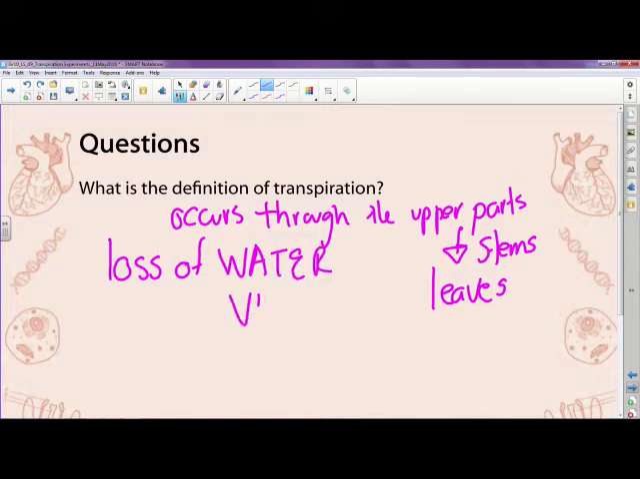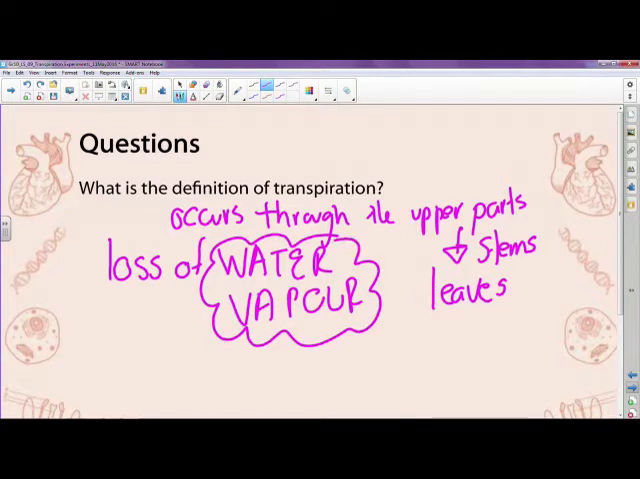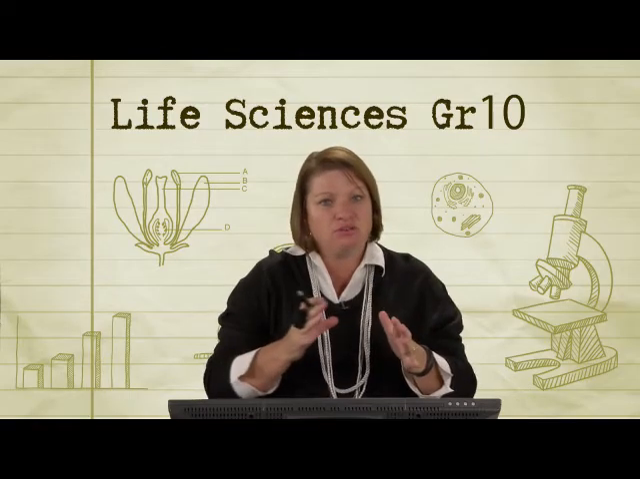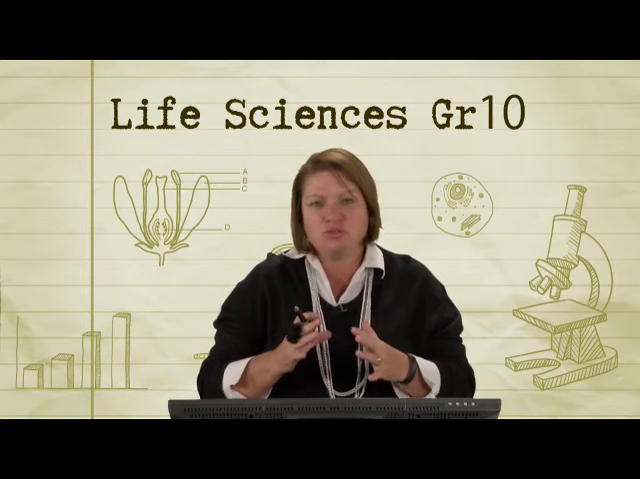vapor. So in your definition, the most important thing I needed to know is that we lose water in the form of water vapor through the upper parts of the plant, stems or leaves. If you want to be more specific, you can obviously then use the word stomata. So what is transpiration? When we do any kind of transpiration experiment, we're going to concentrate on how fast transpiration occurs with external factors.